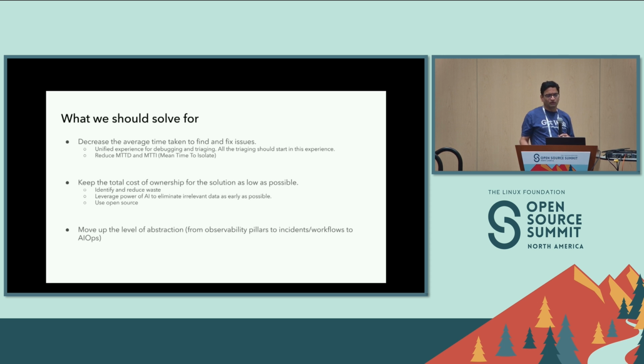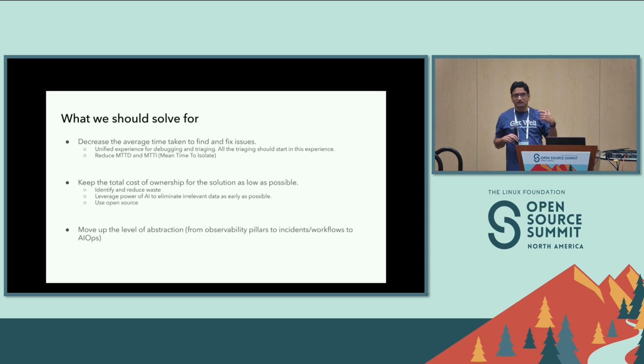So these are some of the goals. Again, the idea was to keep the cost low. The most important thing is, if there's an incident, how do I detect and recover from the incident at the earliest, right? That was the goal. And then also move up the level of abstraction, since we had 3 different experiences and 3 different products for logs, metrics, and traces.